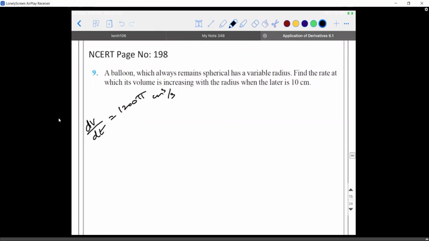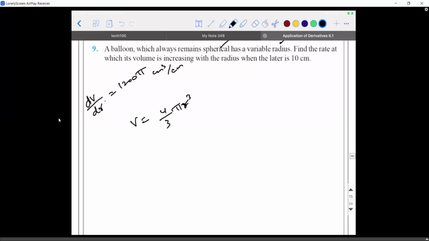So there is a balloon which always remains spherical and has a variable radius. Find the rate at which the volume is increasing with the radius of the balloon. Since it is given with respect to radius, you should get dV by dr, in centimeter cube per centimeter. So volume is 4 by 3 pi r cube. They are asking what is dV by dr. That is nothing but 12 pi r.